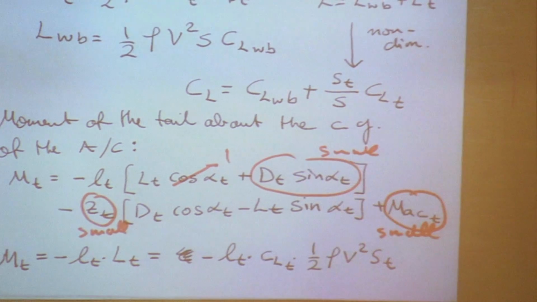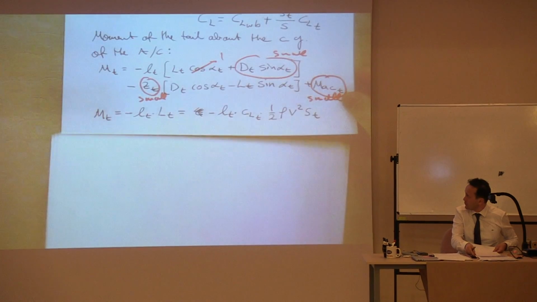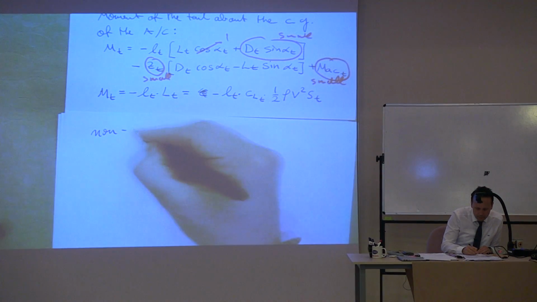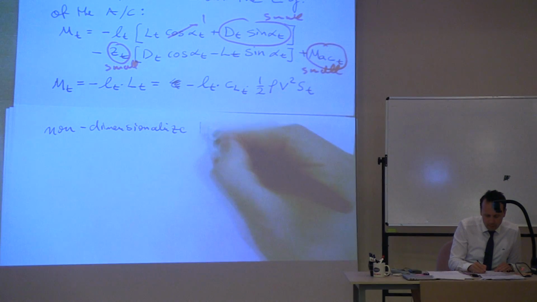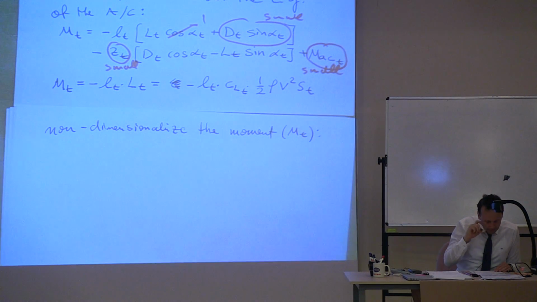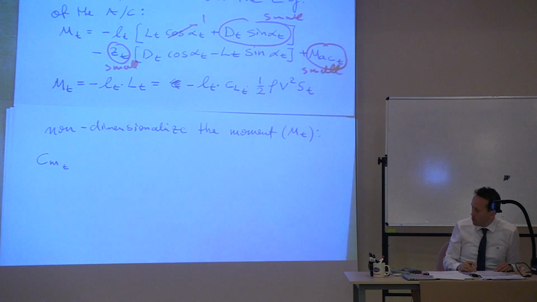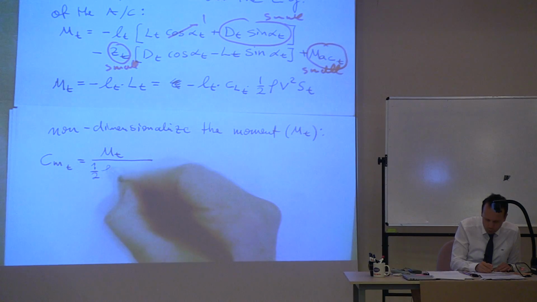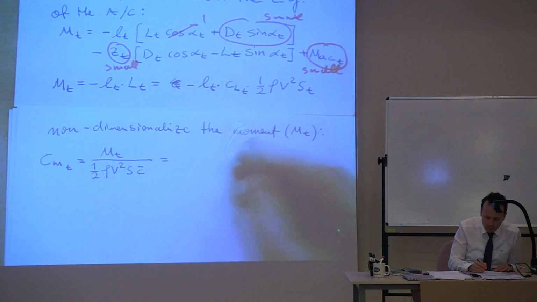All right. We are about to come to a good conclusion with all this. So, next, non-dimensionalize the moment. So, the moment MT. Here's what's going to happen. CMT, the non-dimensional moment of the tail, is simply MT non-dimensionalized by 1 over 2 rho V square S c bar. Okay? So you add this whole thing, you will get what?